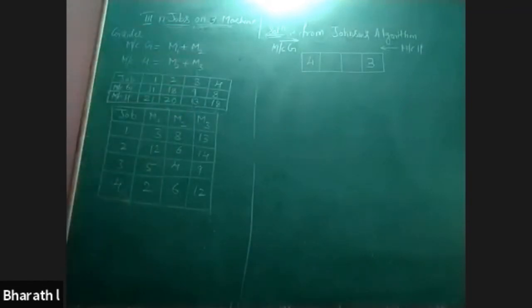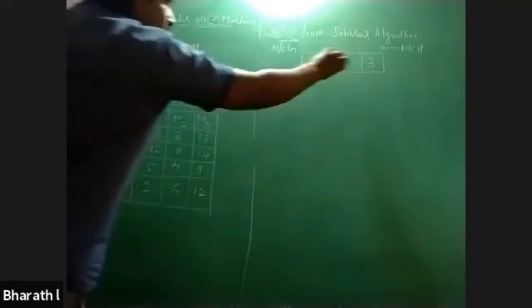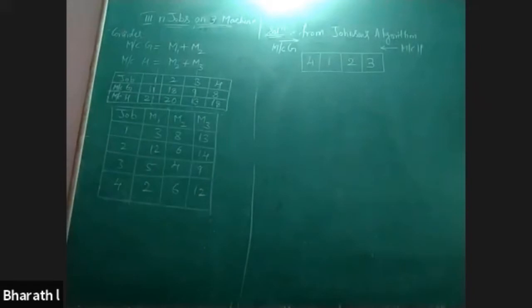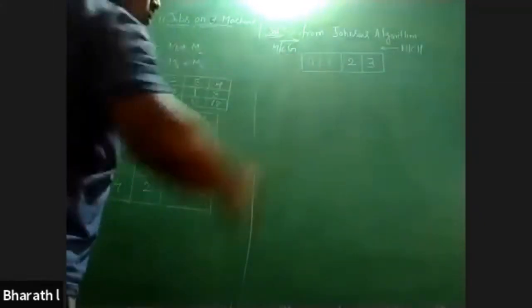Next with respect to machine G. Machine G, you have 11, 18. The least is 11. The expected job is 1. Here you have to write 1. You need to cancel. Then the left out job is 2. Here you have to write 2. Therefore, the sequencing is 4, 1, 2, 3.